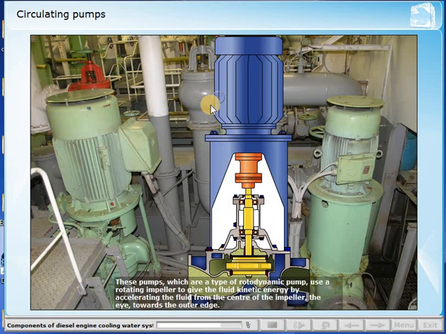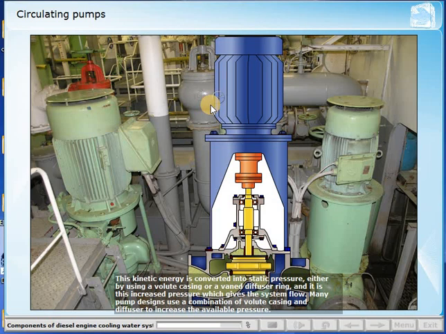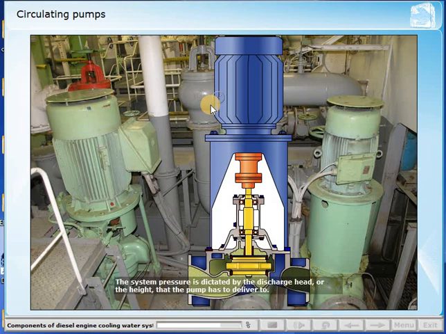These pumps, which are a type of rotodynamic pump, use a rotating impeller to give the fluid kinetic energy by accelerating the fluid from the center of the impeller, the eye, towards the outer edge. This kinetic energy is converted into static pressure, either by using a volute casing or a vaned diffuser ring, and it is this increased pressure which gives the system flow. Many pump designs use a combination of volute casing and diffuser to increase the available pressure. The system pressure is dictated by the discharge head, or the height that the pump has to deliver to.